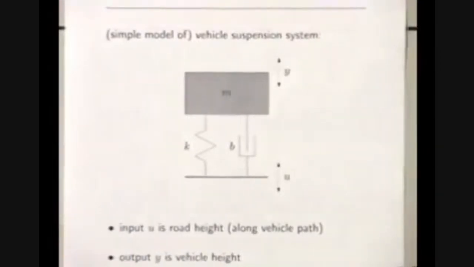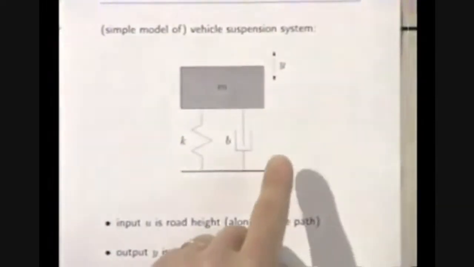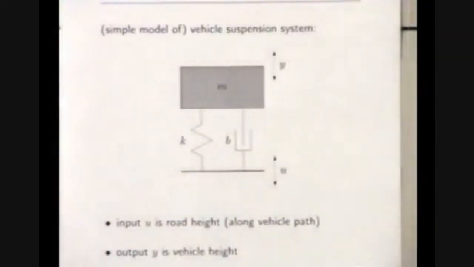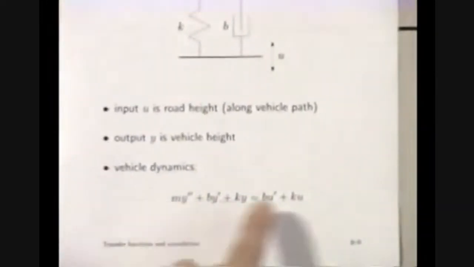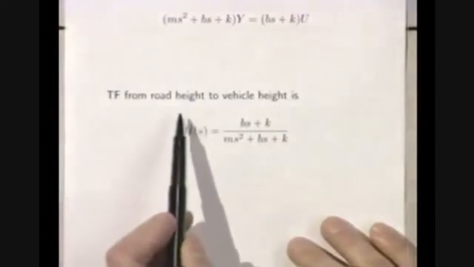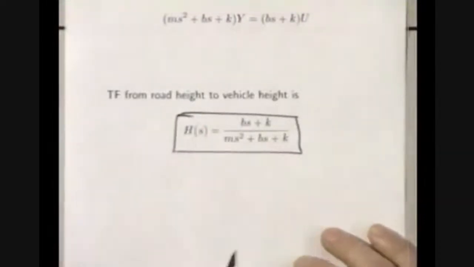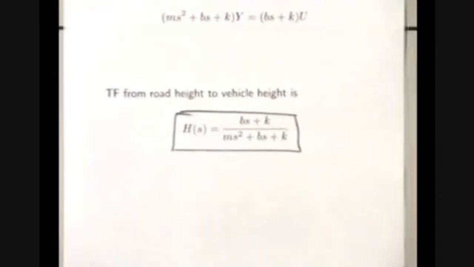So you have pretty good intuition about what this mechanical system does, right? If U is slow and smooth, Y tracks it. But if U is rapid, the motion in Y is far smaller, right? So if we work out the details, this is given by a second-order constant coefficient differential equation. You take Laplace transforms and solve, and sure enough, this thing is described by a transfer function. In fact, you refer to that as the transfer function from road height to vehicle height.